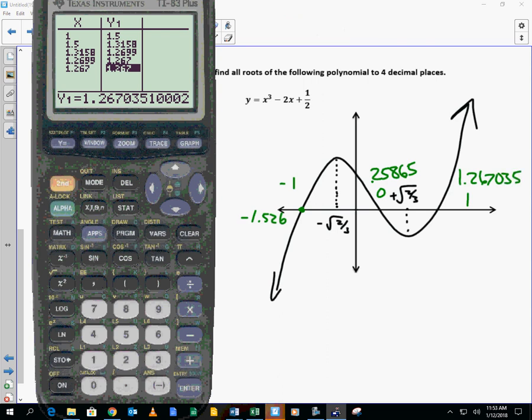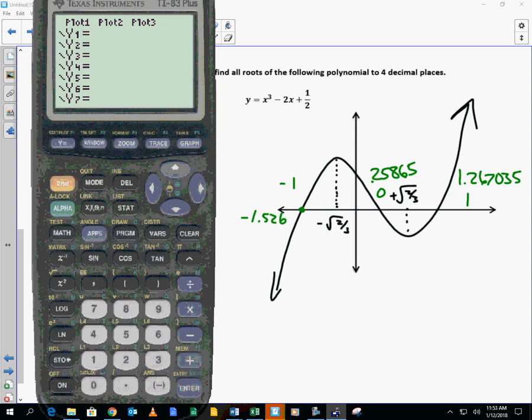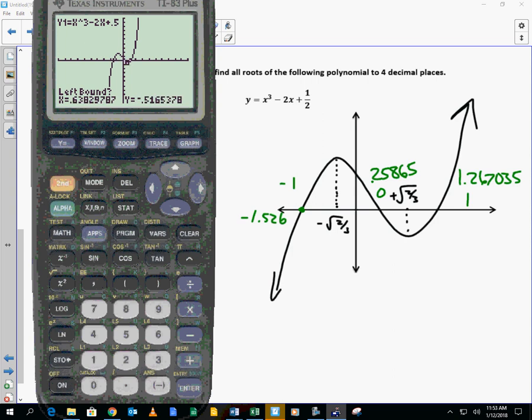Now, I'm going to end with this last piece here. If I type in x cubed minus 2x plus 0.5, and I go to my graph, zoom 6, I want to find this spot right here. I'm just going to find one solution. So I can calculate 0. Now, you said it was going to be between what two values? 0 and 1. So I'm just going to make sure that I'm between 0 and 1.